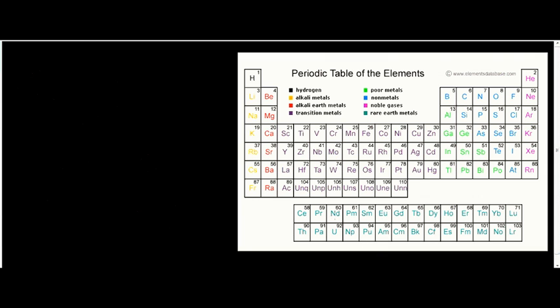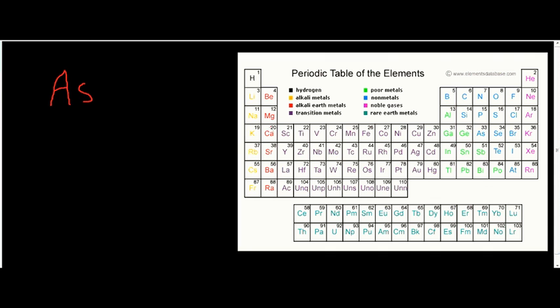Okay, hello everybody. So let's say we're supposed to figure out how many occupied outer shell orbitals an arsenic atom possesses. So basically you just write the boxes that we did before.